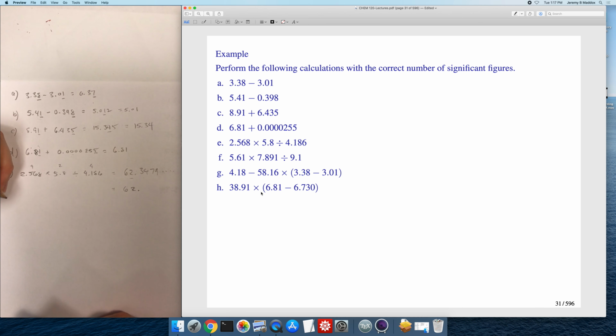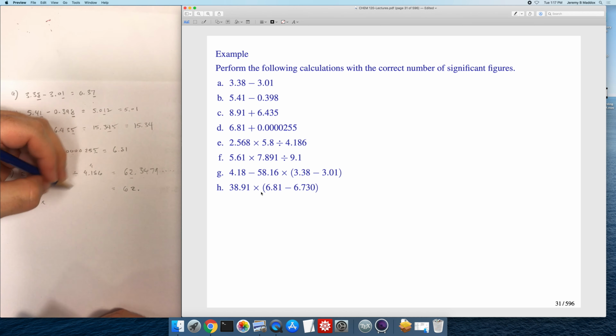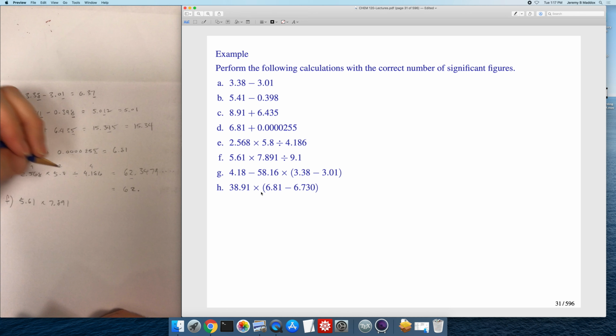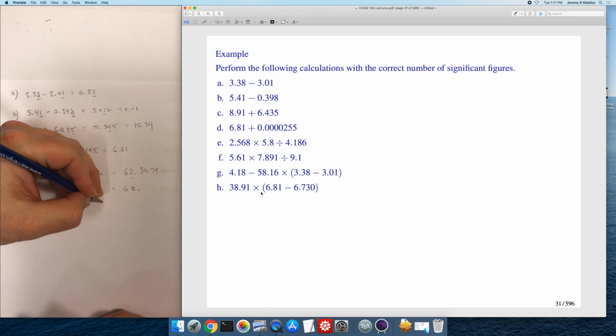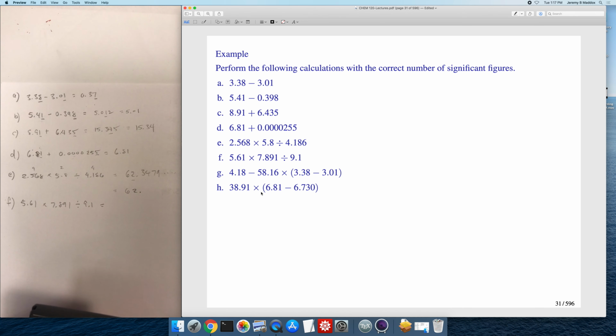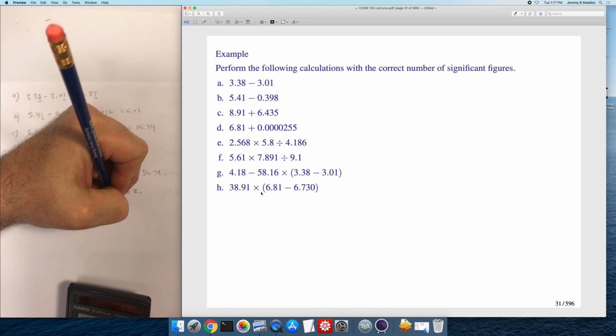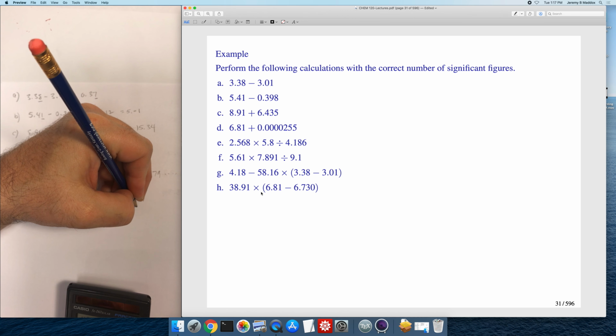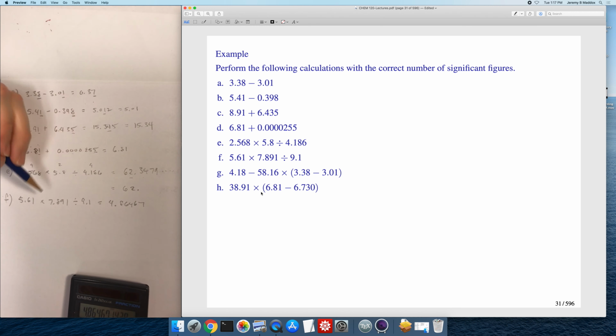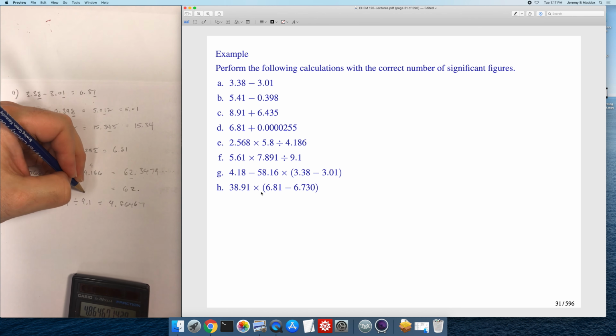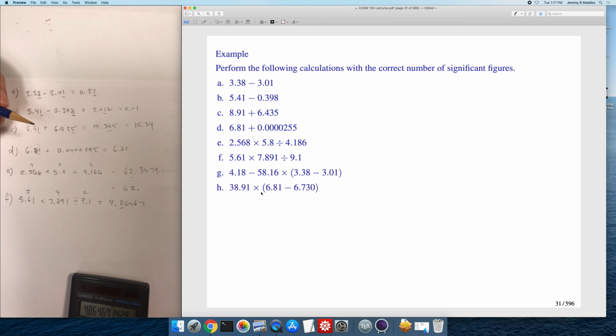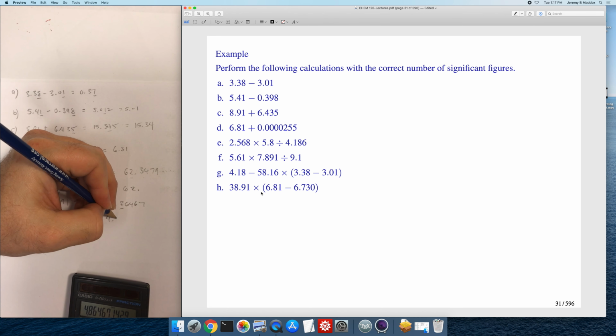We can do another one here. So 5.61 times 7.891 divided by 9.1. Let's go ahead and run that through our calculator. Right, this is 3 significant figures, there's 4 there and only 2 there, so again we should have only 2 sig figs. This one we're going to round up to 4.9.